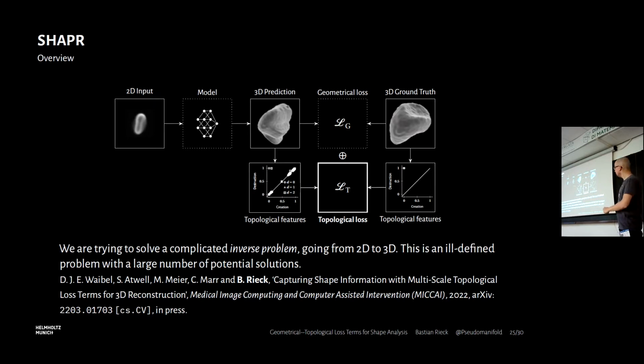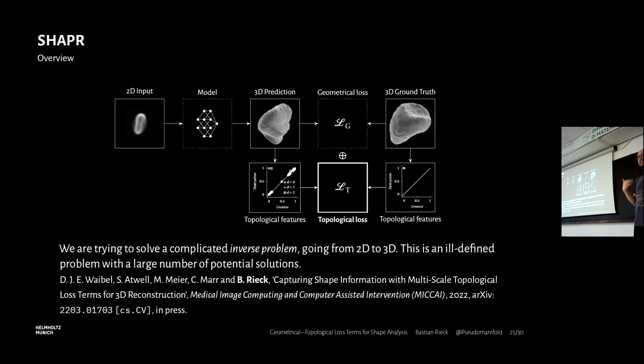You take a 2D input, so a single slice, and use a magical machine learning model, which I'm going to show you in a second. You do a 3D prediction from that, and you take a 3D ground truth, since people have actually done these reconstructions, and you measure a geometrical loss term. We're going to see examples of how this works. Now, what we did in the paper that I showcased below, we added this additional component here, where we also take topological features from both of these, and we add a topological loss term.